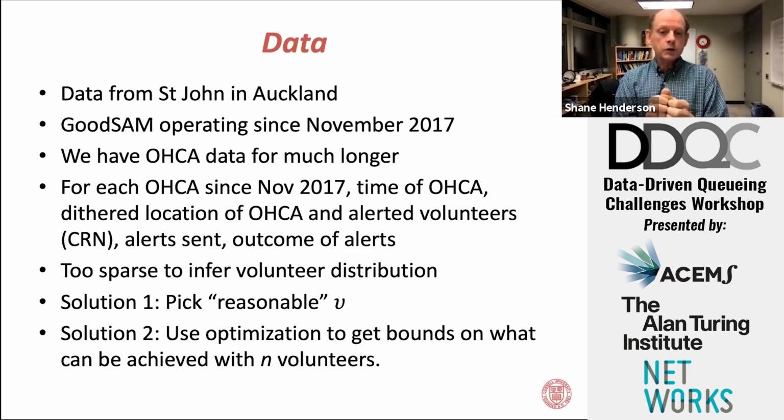We're doing that because it gives us bounds, and those bounds can be useful in telling us what can be achieved. Because what we can tell you is that with a certain number of volunteers, you're not going to get performance better than a certain threshold. You won't get survival rates above 12%, say. And that's useful because that tells us, should we be recruiting more volunteers or should we not?